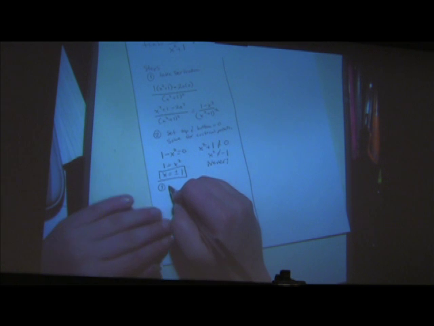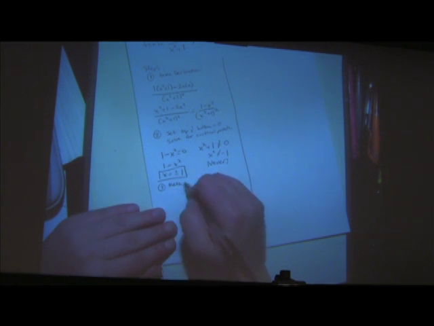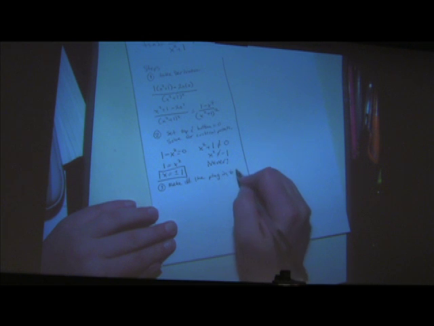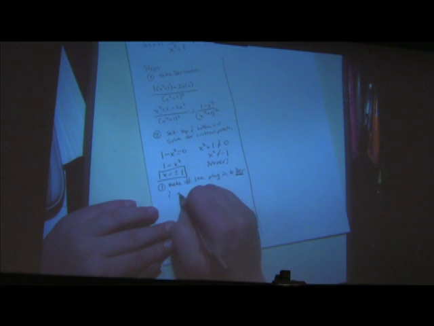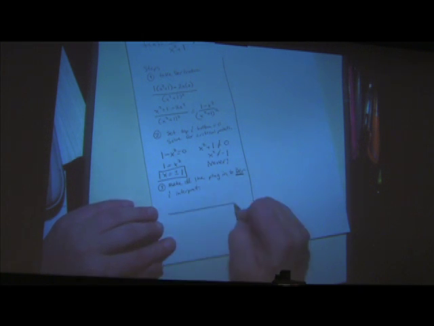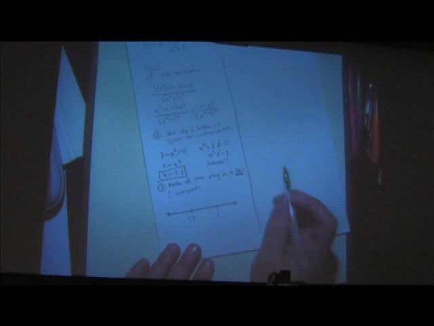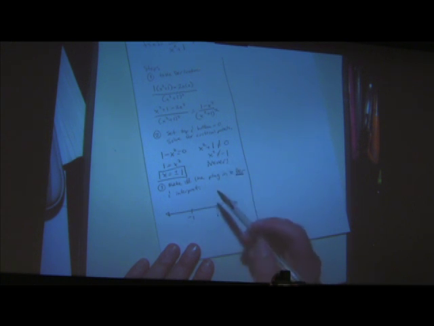Step 3: you make a number line, plug into the derivative, very important, into the derivative, and interpret. I hope that's how you spell interpret. I don't have a clue. I should really just memorize it. It can't be that hard. You got it. Okay, thank you.